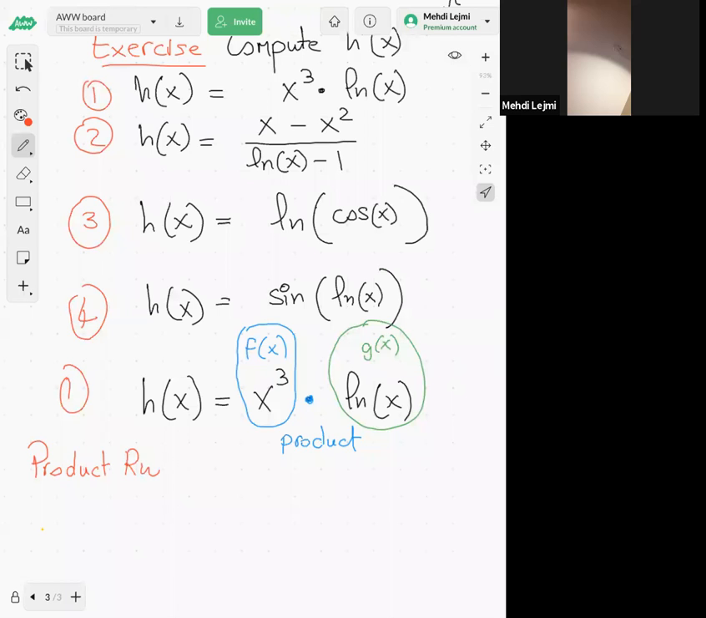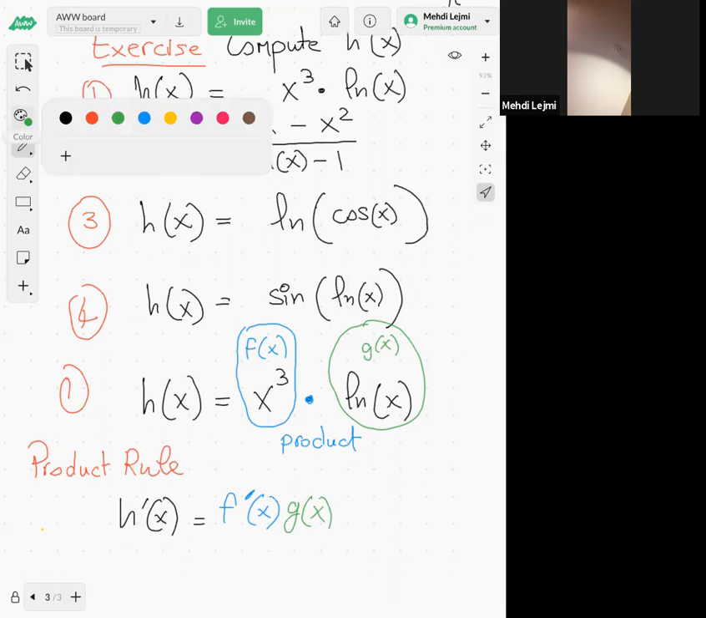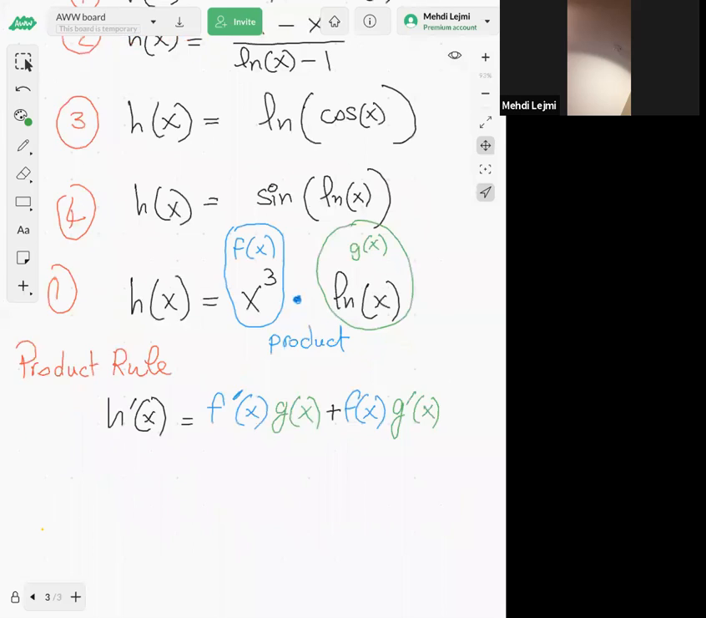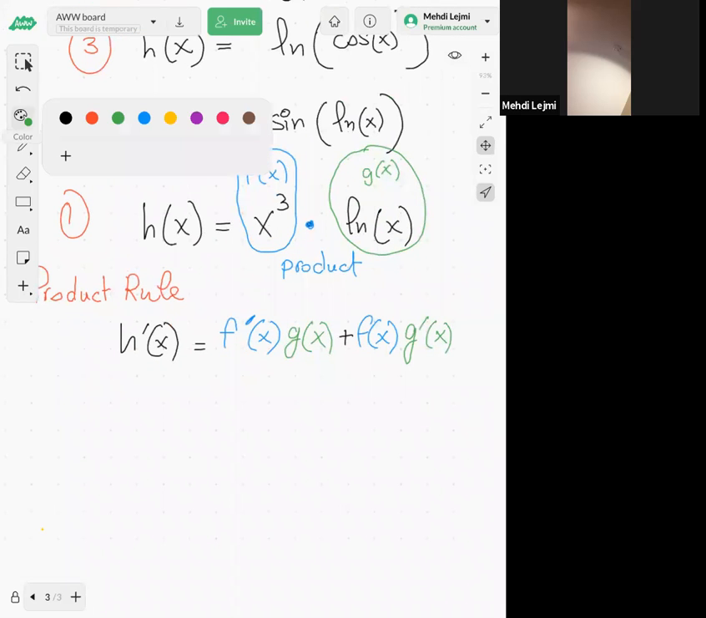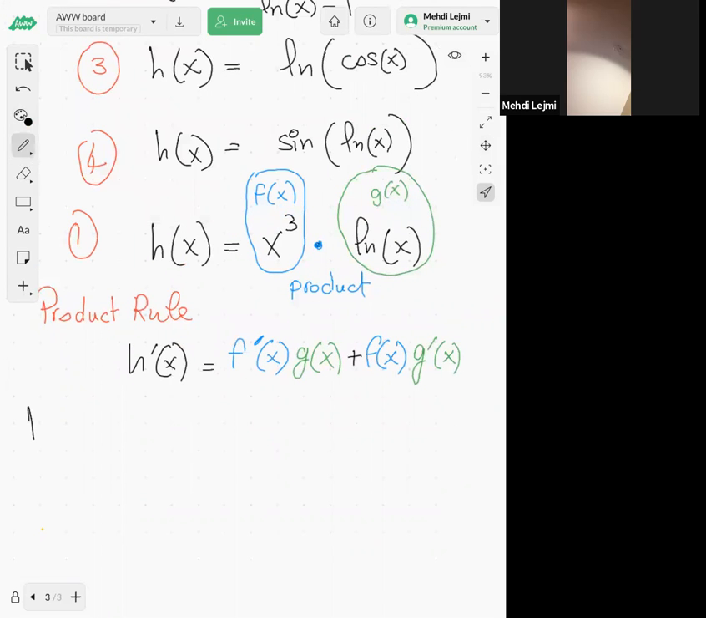The product rule: the derivative h prime of x is f prime of x times g of x, plus f of x times g prime of x. So my f is x cubed, my g is natural log of x. Let's compute this h prime.